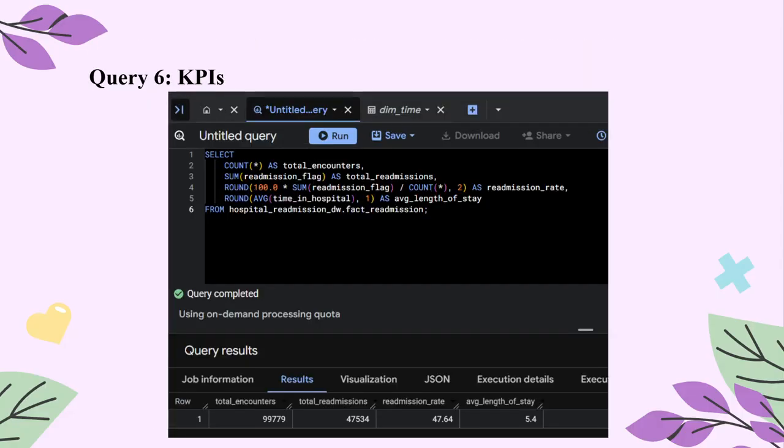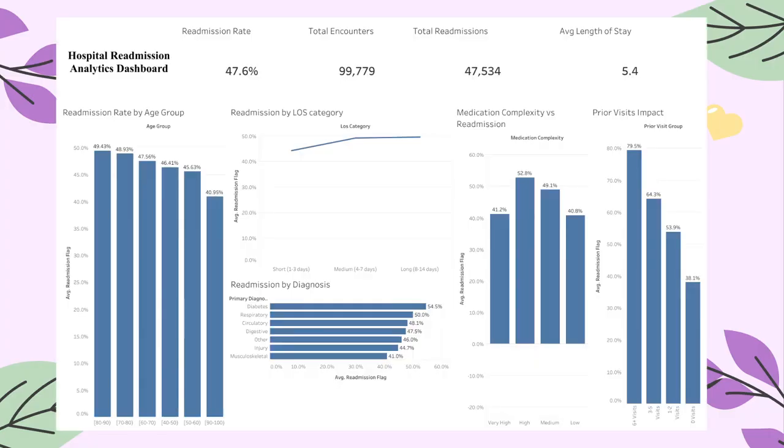And then we have our key performance indicators, which are total encounters, total readmissions, readmission rate, and then the average length of stay. This is what our dashboard looks like overall. Starting from the top, you have the key performance indicators, the main point of this dashboard, just to see at a quick glance, oh, what is the readmission rate? Bam, it's at the top. What is the average length of stay? Bam. How many encounters was this data set? How many readmissions?